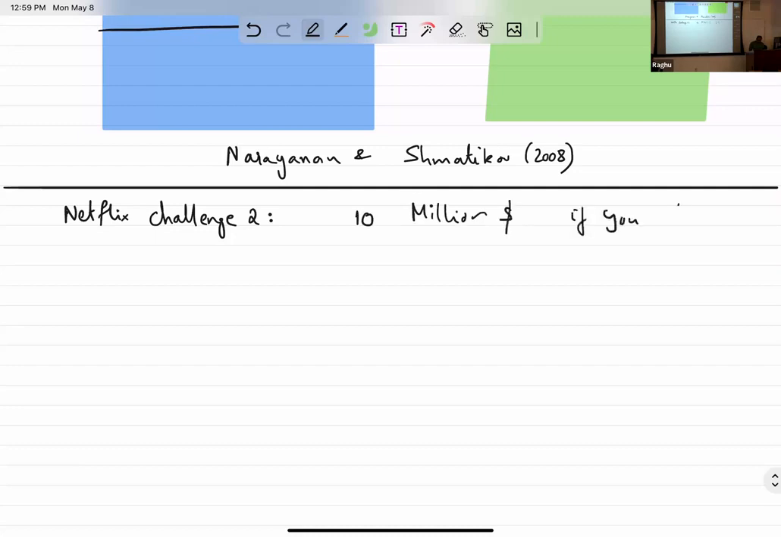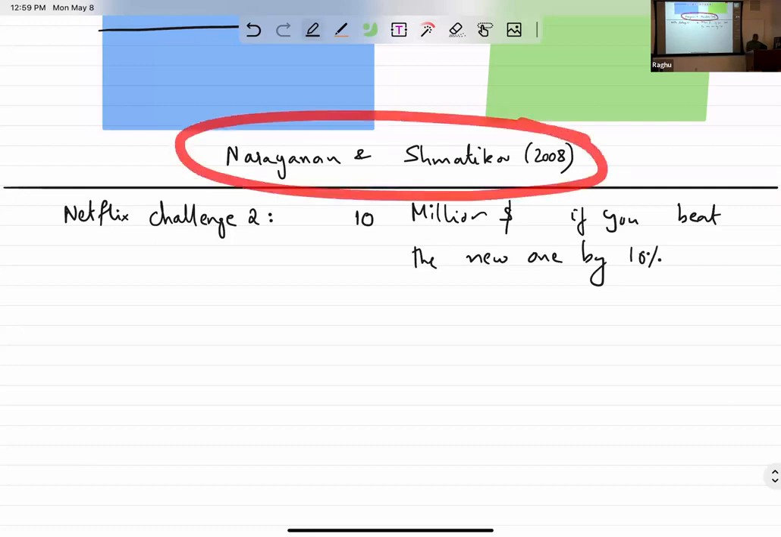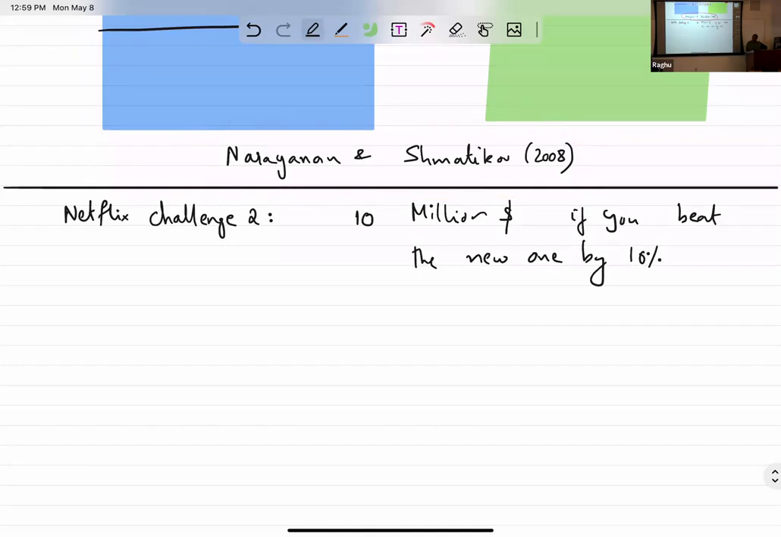If you beat the new one by 10%, and I think there's a time limit of like a year when it would end. Okay. But once this paper came out, they had to cancel the challenge.